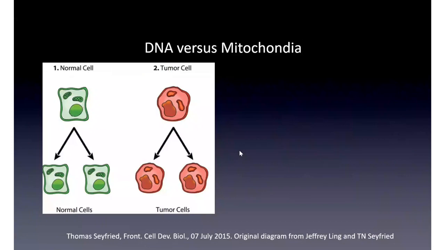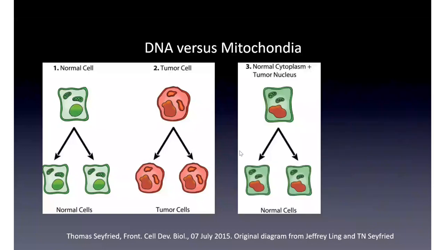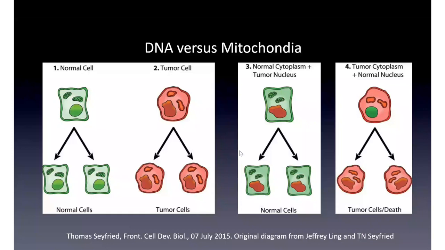Well, Dr. Seifried and colleagues did some nuclear transfer tests where they actually took cancerous nuclei, so where the DNA is kept, and put them into a normal cell. And in theory, if the DNA in the nucleus is the driving factor, those should have become cancer cells, but they in fact became normal cells. Whereas if you put a normal nucleus into a cell that had damaged mitochondria and cancerous cytoplasm, those cells actually did become cancer cells.